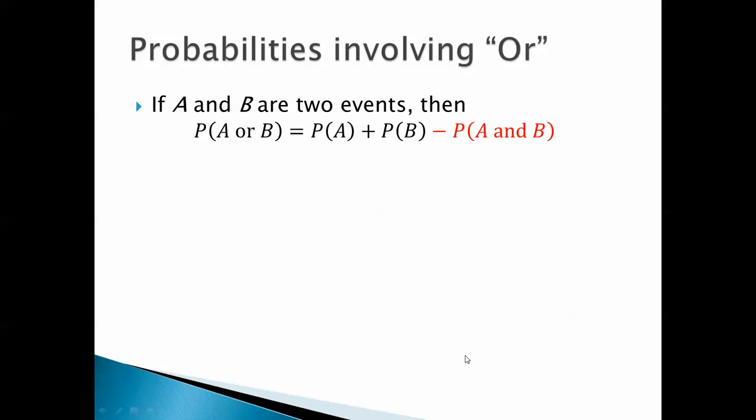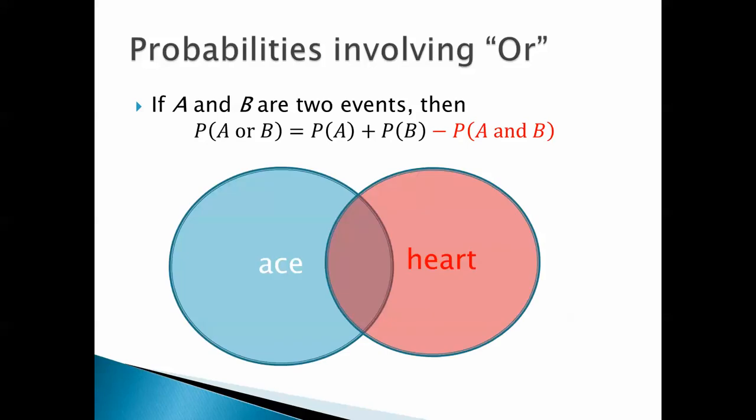Here's the right answer. If A and B are two events, then the probability of A or B is the probability of A plus the probability of B minus the probability of A and B. So in this case, if you want to calculate the probability of getting an ace or a heart, you would add together the probability of getting an ace and the probability of getting a heart. But notice when you do that, you double counted this region in the middle. You counted it under ace and under heart, and you don't want to do that because the ace of hearts was double counted.